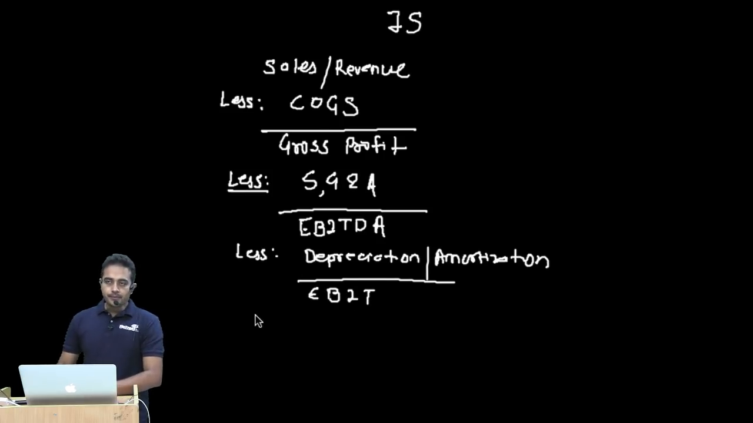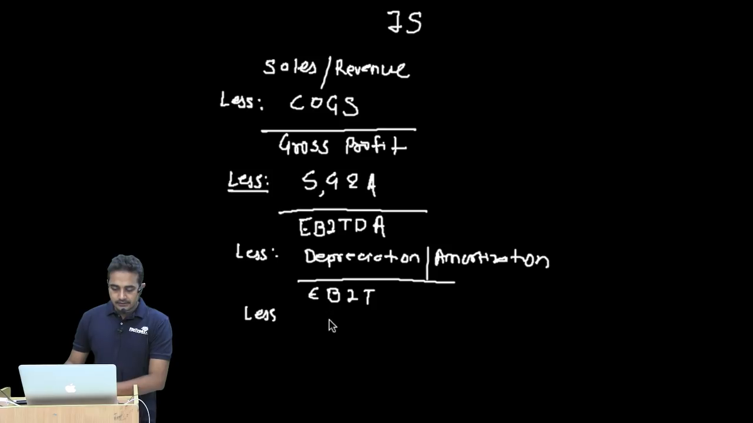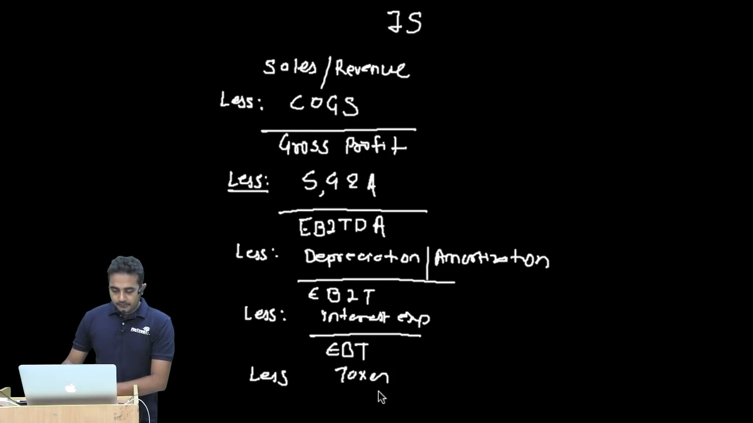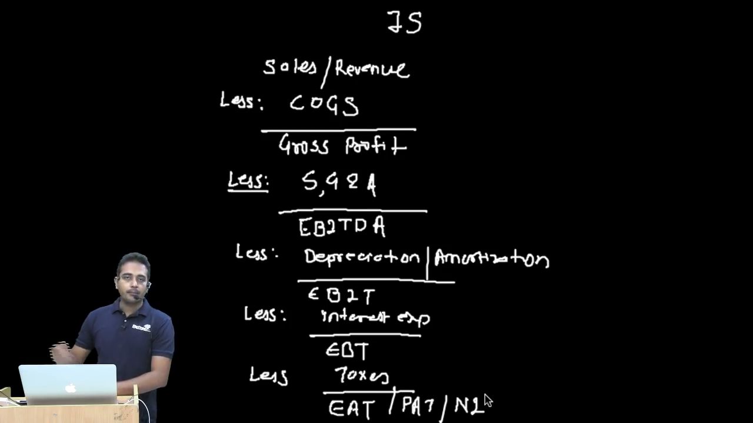And then we are left with EBIT. Then we will say less interest expense. If there is an interest income, we will add below this, and it gives us EBT, less taxes, and we have earning after taxes or profit after taxes or net income. Are we okay with this?